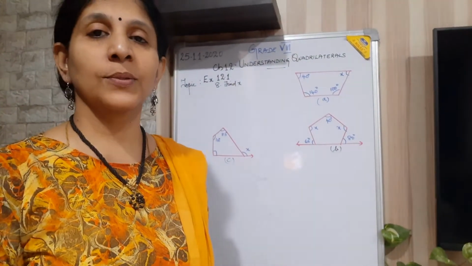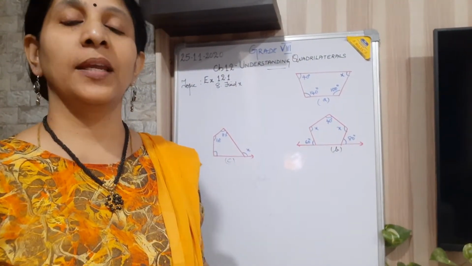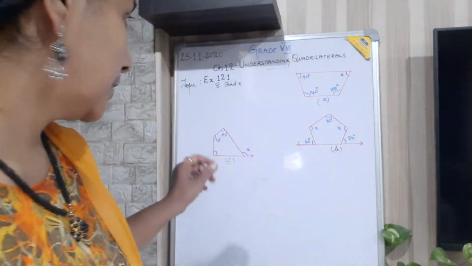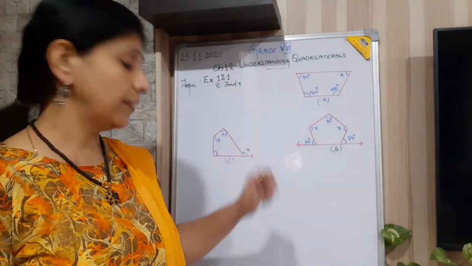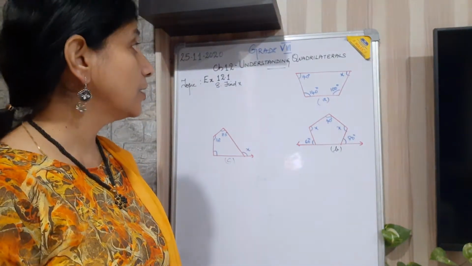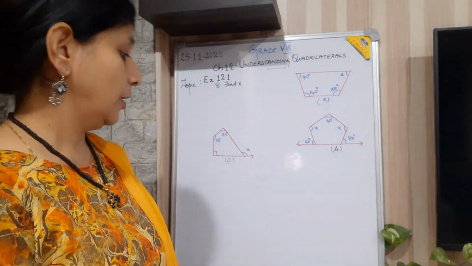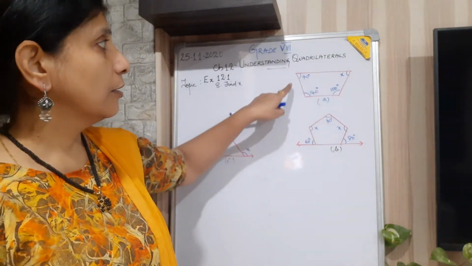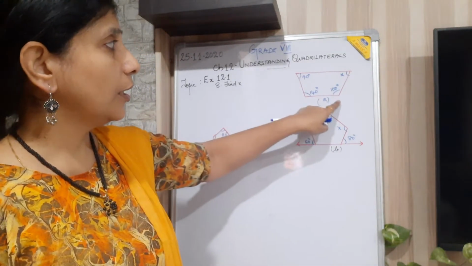Okay students, so today we are going to do the second part of exercise 12.1. The first question, find x. Certain figures are given and you have to find the value of x. Okay, so here the first one is 40 degree, 140, 100 and x.